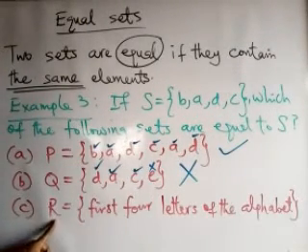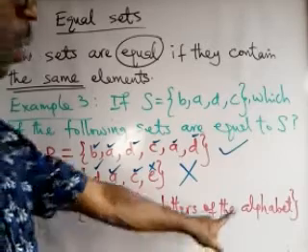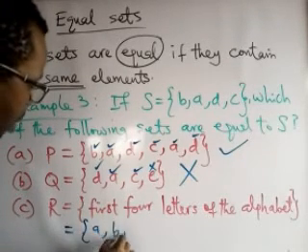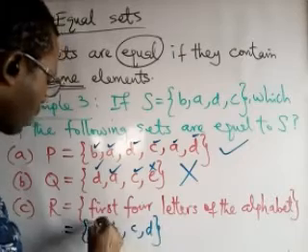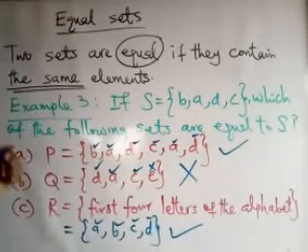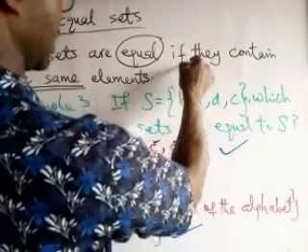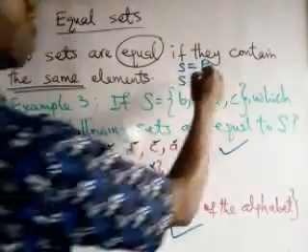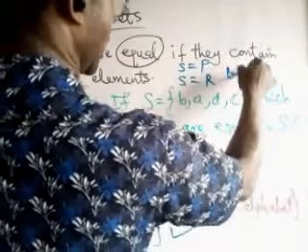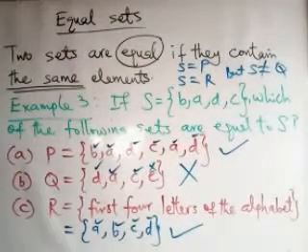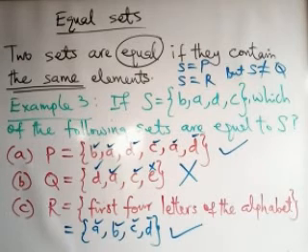So look at this R. It said first 4 letters of the alphabet. And we know that the first 4 letters of the alphabet are A, B, C, and D. And every one of them qualifies. So this one too is equal. We can therefore conclude that S is equal to P and S is also equal to R. But S is not equal to Q. Don't forget, you are free to pause the video and go over it till you master it.